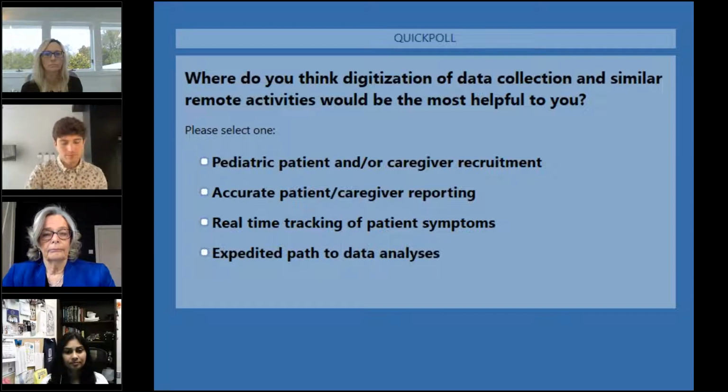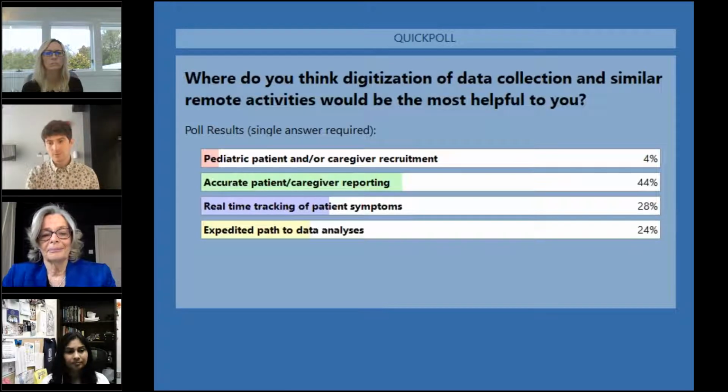It looks like we have most of our votes in. Let's go ahead and see where your results have come out. We have 44% for accurate patient reporting, then 28% for real-time tracking of symptoms, 24% then for expedited path to data analysis, and right at the end, 4% of you have selected pediatric patient and/or caregiver recruitment. Thanks for your participation. Holly, it's back to you.